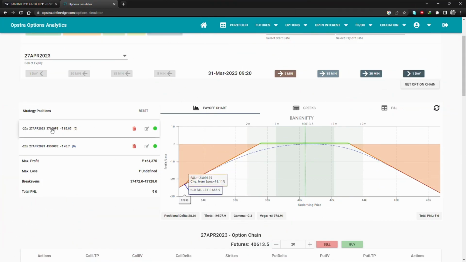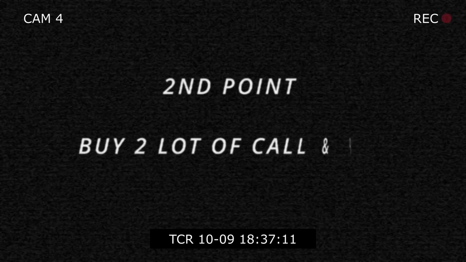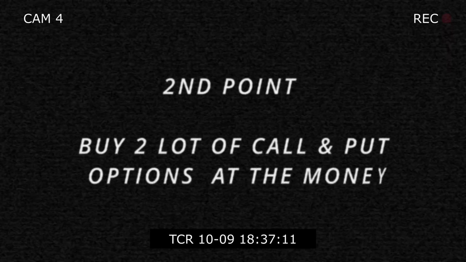So this is how our payoff chart will look when I sold 20 lots on both sides, right? I'm going to buy 2 lots at the money. So I'm buying 2 lots.